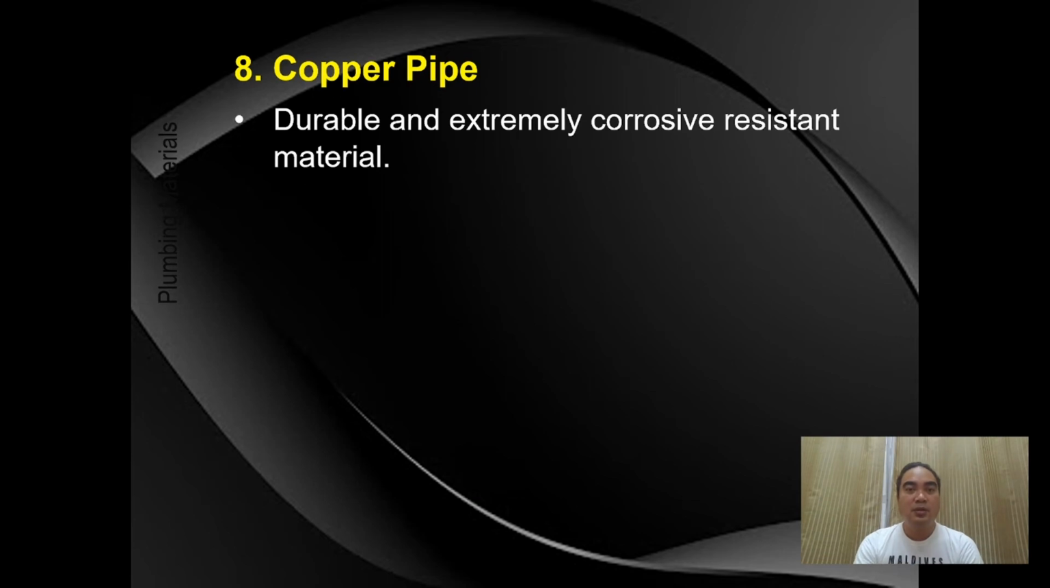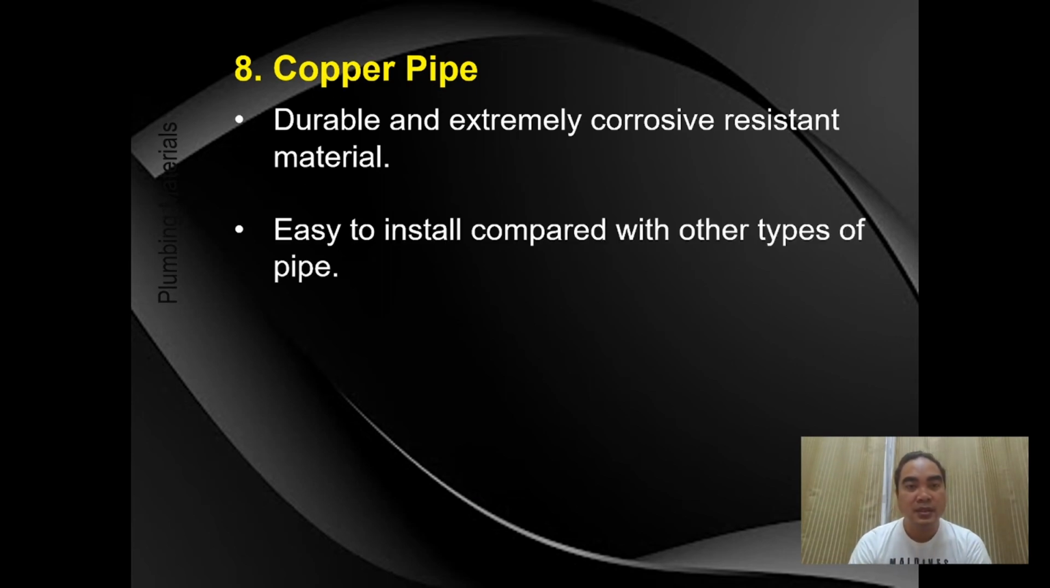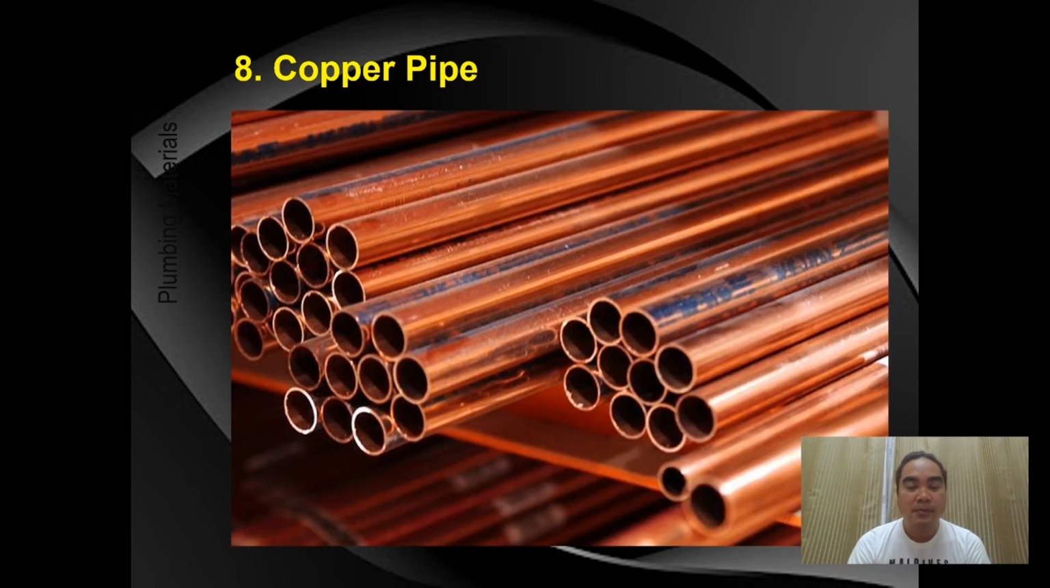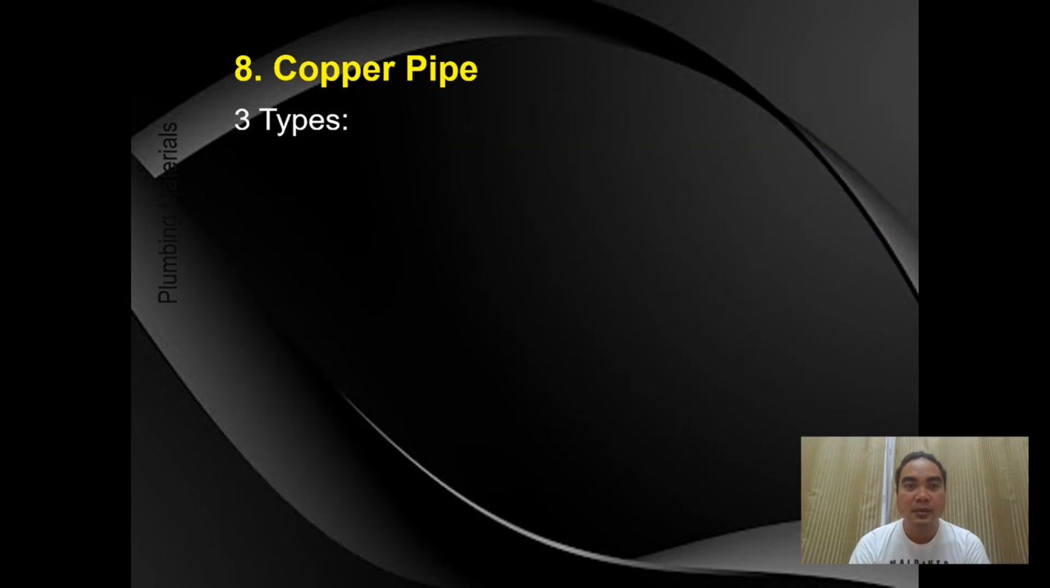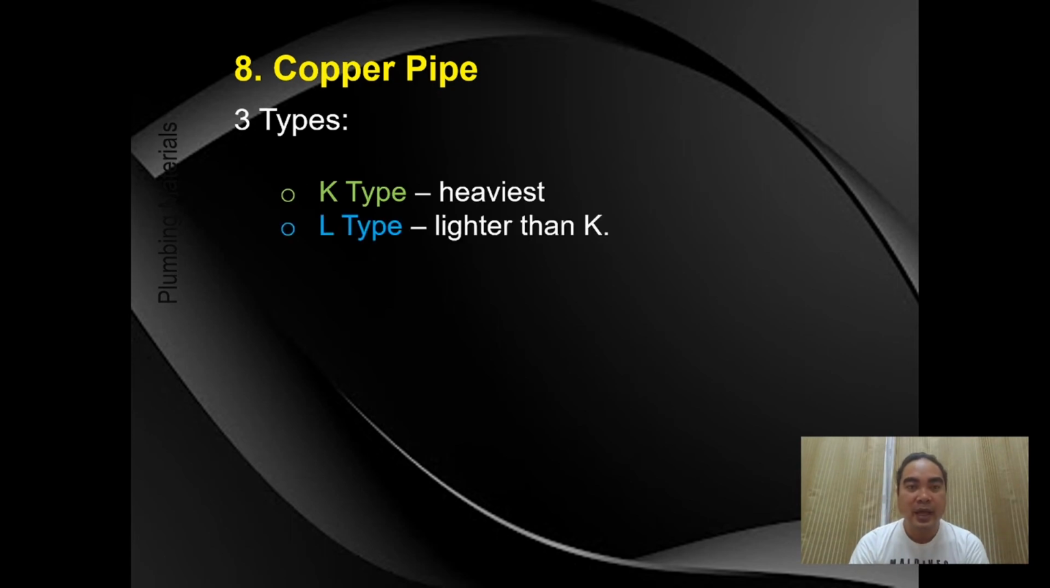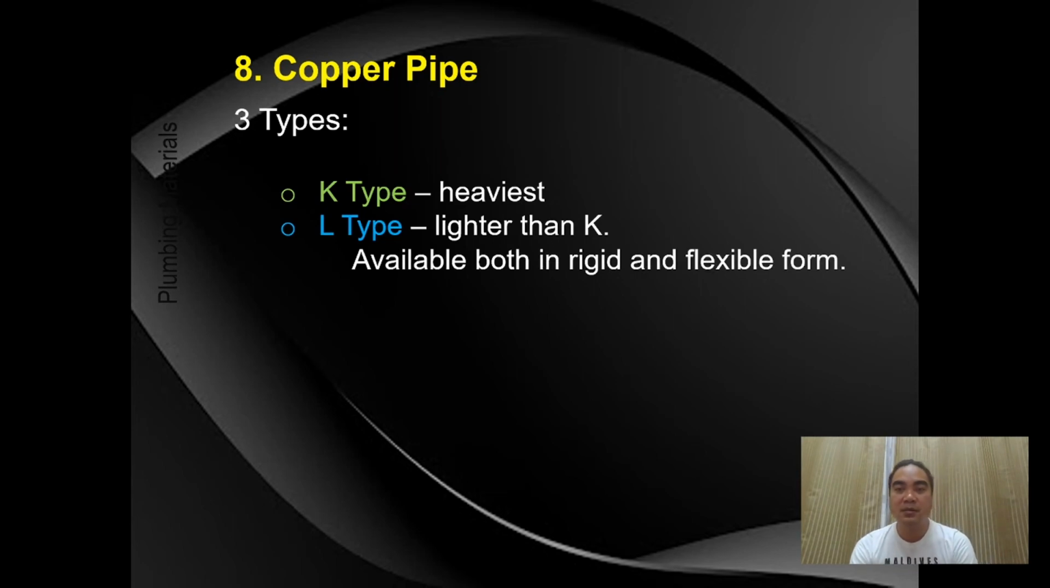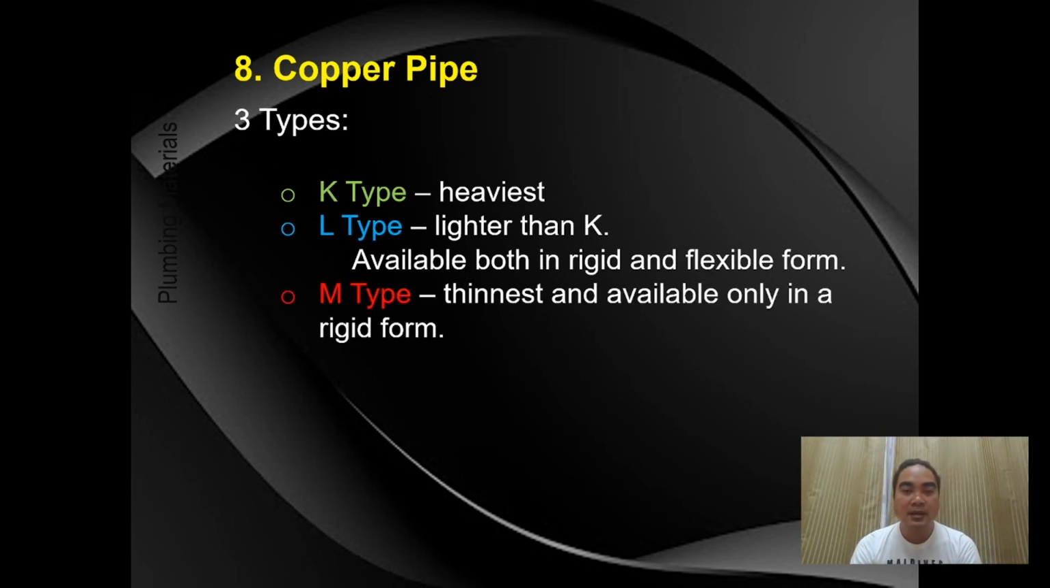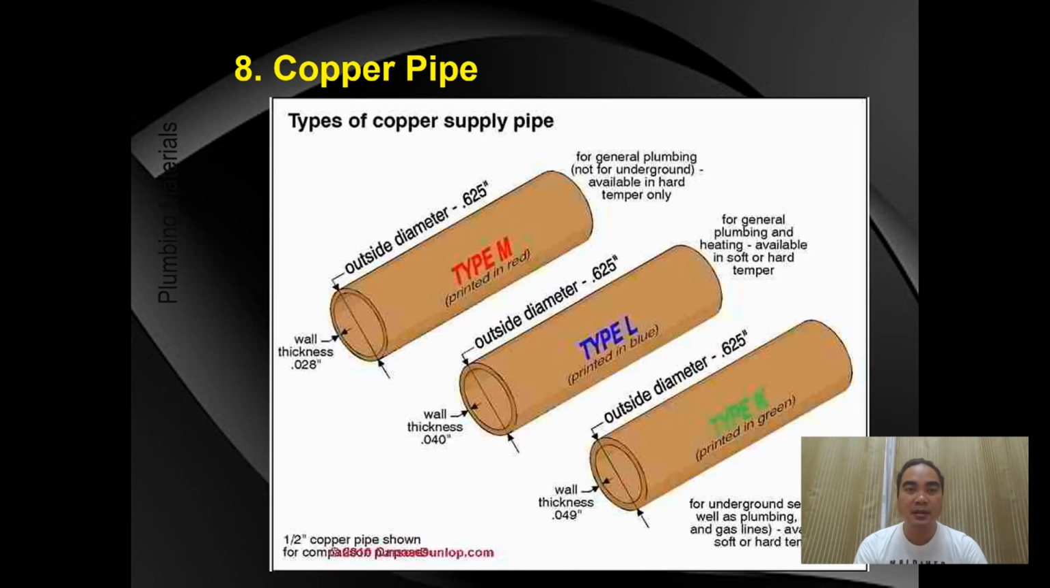Copper pipes, durable and extremely corrosion resistant material. Easy to install compared with other pipes. Three types of copper pipes. K-type, heaviest. L-type, lighter than K, available both in rigid and flexible form. M-type, lightest and available only in the rigid form. Types of copper supply pipe.